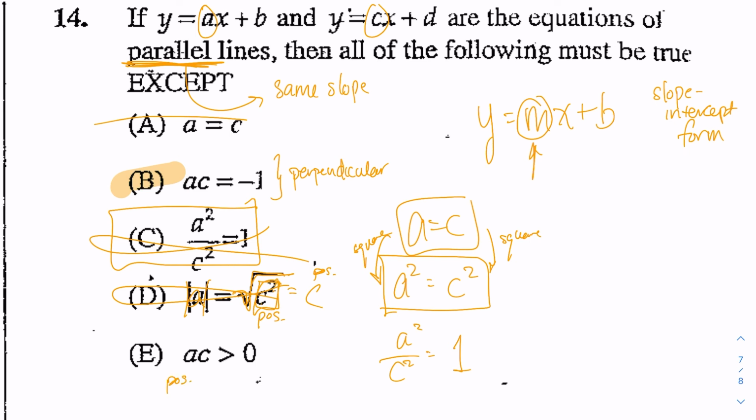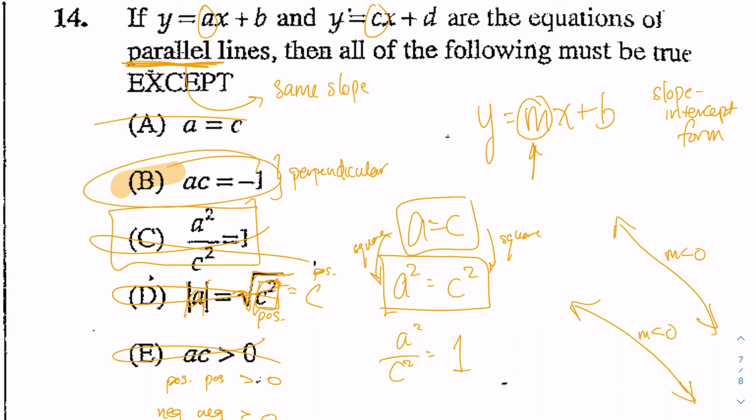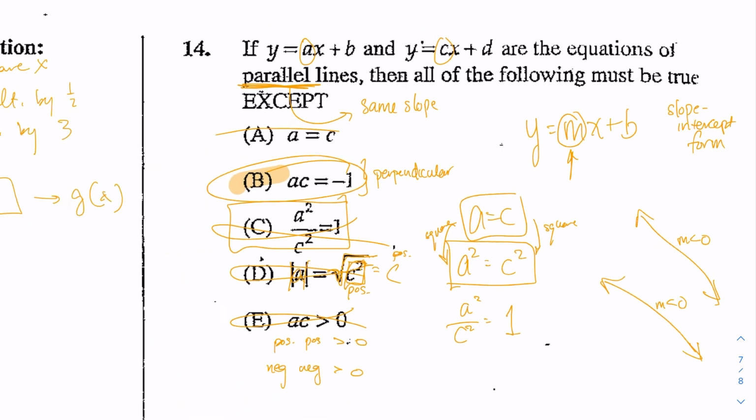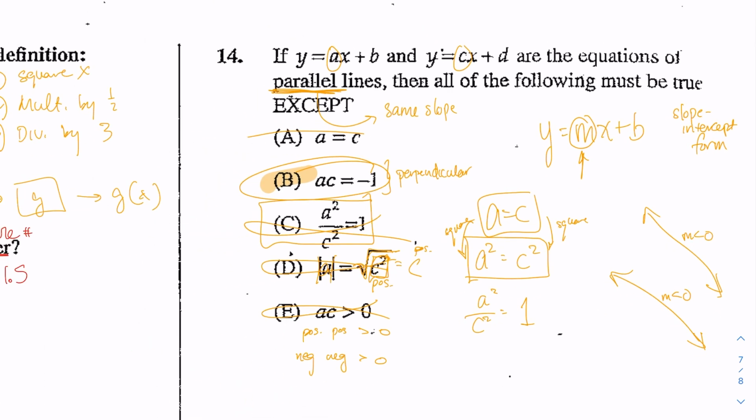If it's positive times positive, it's of course going to be greater than 0, but even negative times negative. So both lines have negative slope, but because they're parallel, negative times negative is still positive. So E is also wrong. The answer has to be choice B. Again, parallel lines have the same slope.